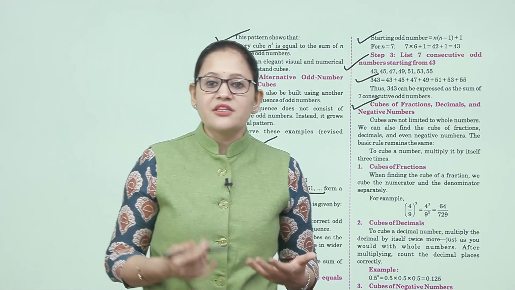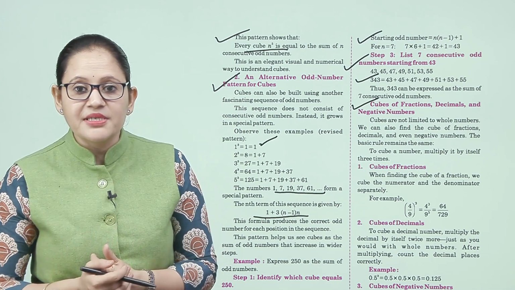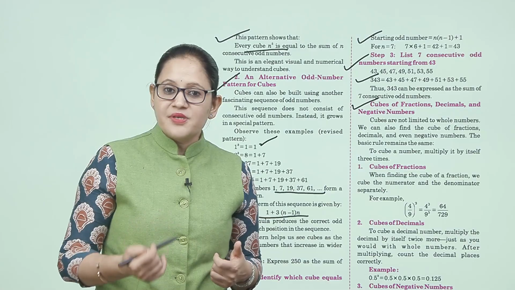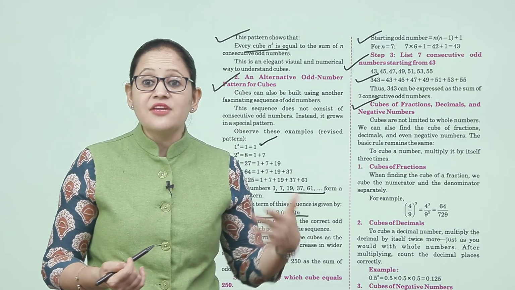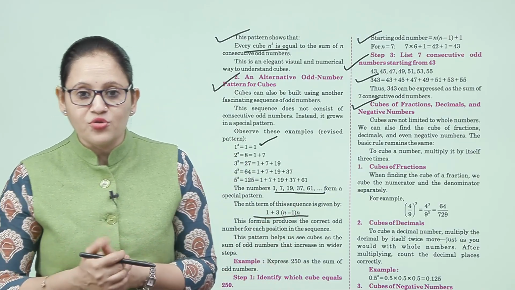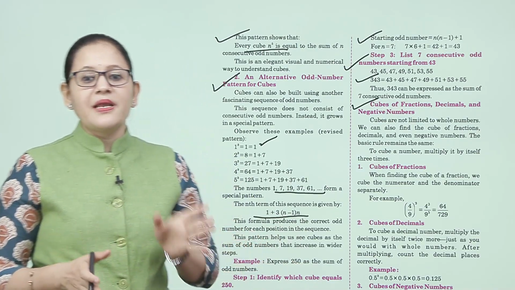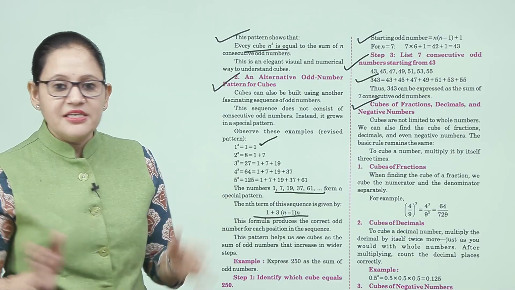Now, cubes of fractions, decimals and negative numbers. How can we calculate the cubes of fractions, decimals and negative numbers? Cubes are not limited to whole numbers. We can find the cubes of fractions, decimals and even of negative numbers. The basic rule remains the same: to cube a number, multiply it by itself 3 times.